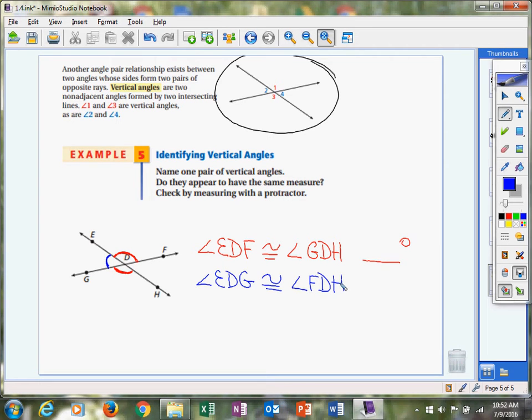Okay, and they appear to be acute, much less than 90 degrees, just eyeballing it. Take your protractor and measure both of those angles and verify that they are equal in their measures, okay? So that's what I need you to do at home. Check by measuring with a protractor. Do that for both sets of angles for me, and we'll verify that and check that in class tomorrow.